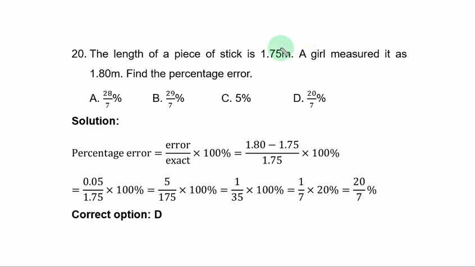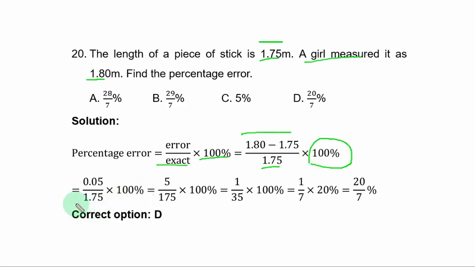Question 20. The length of a piece of stick is 1.75 meters. A girl measured it as 1.8 meters. Find the percentage error. This is the actual or exact length. Percentage error is error over exact times 100%. You subtract the two measurements to get the error, divide by the exact 1.75, times 100%.